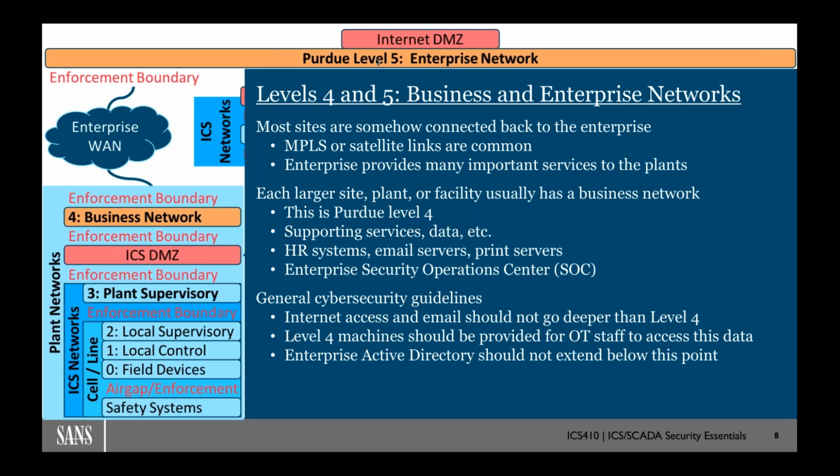Also, another quick note, Enterprise Active Directory should not extend below this point. Quite often, we'll have some type of an Enterprise Active Directory domain that's at level 5 that spans the entire company across all the sites of the company. In fact, at larger plants, we may even have one of those Enterprise Active Directory servers sitting physically in our business network at level 4, right? Which is absolutely fine. That allows all those enterprise machines and business machines access to our general enterprise services. But that Active Directory domain should not extend down into the control networks themselves.